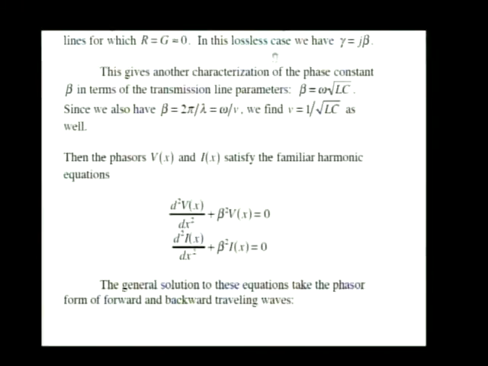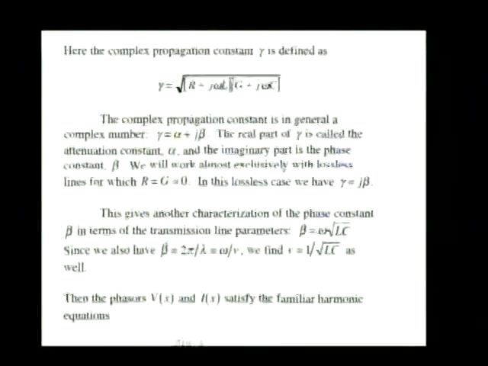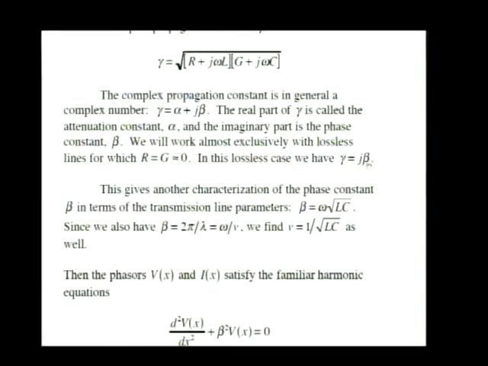Well, one thing that happens is that this complex propagation constant becomes pure imaginary. That is, alpha, the attenuation constant, goes to 0. Imagine setting R and G equal to 0 here. So just ignore that term and ignore that term. What I'm saying is gamma, then, is pure imaginary. It's J something, no real part.